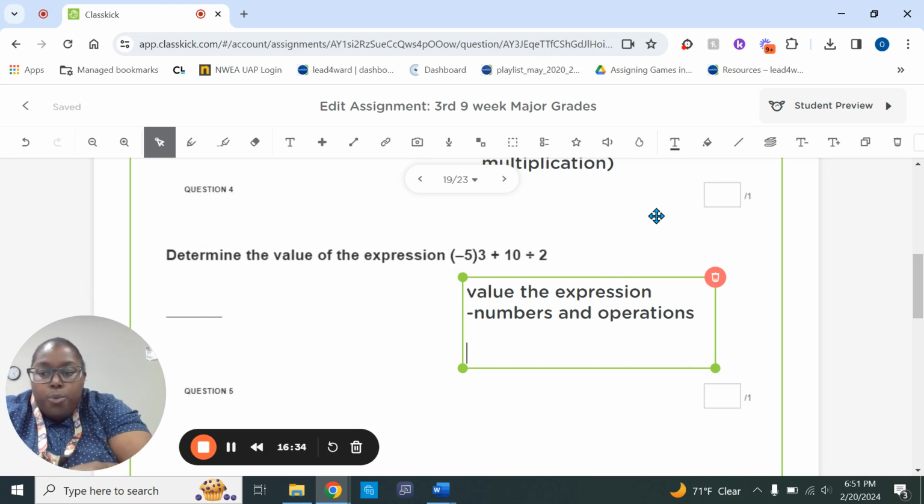Now, how are we going to do this? Let's see what we got. So we got 4 numbers, and I'm looking at 3 operations. So what are we going to do if we have more than one operation? If you said PEMDAS, you are good. If you couldn't think of it, I need you to study a little bit more.